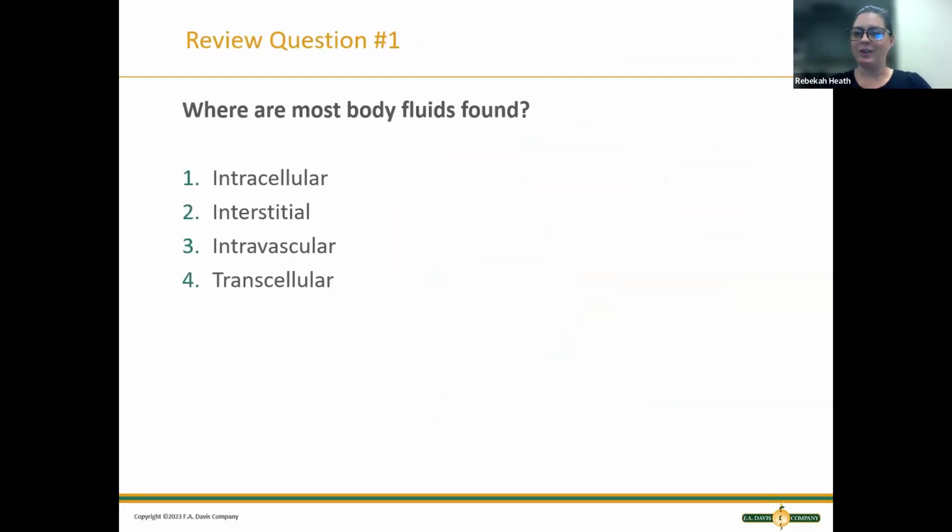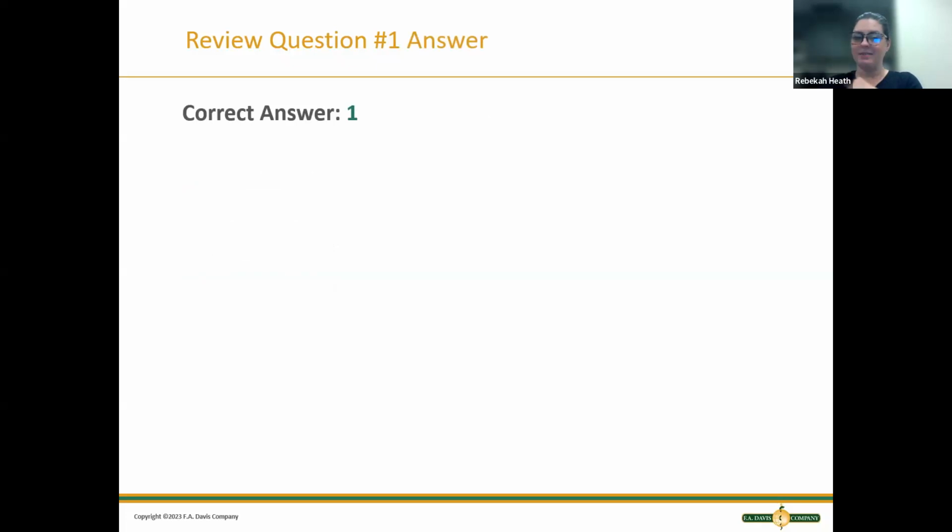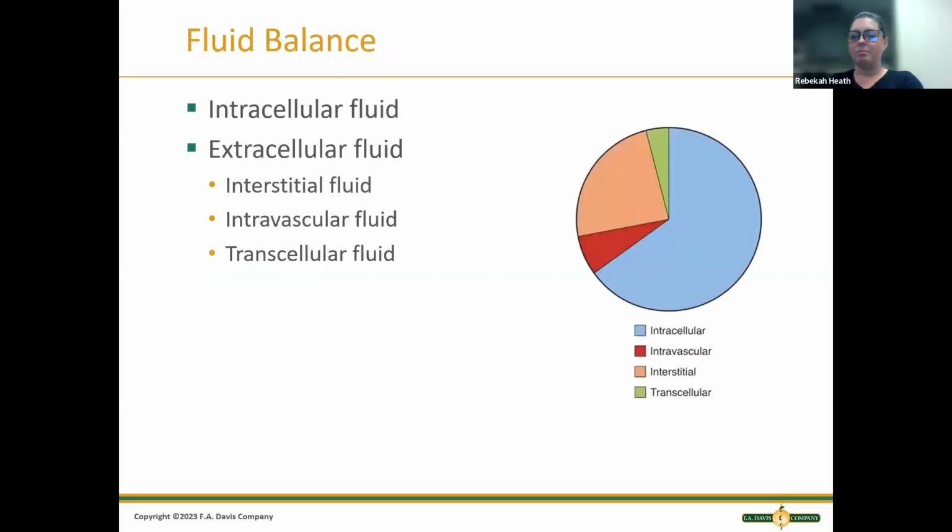Okay. So moving on, review question number 1. When we talk about body fluids, where are most of them found? Intracellular, interstitial, intravascular, or transcellular? And the correct answer is 1. So intracellular. This is a nice little pie chart that shows this light blue, that's where most of your fluid lies, in that intracellular space.